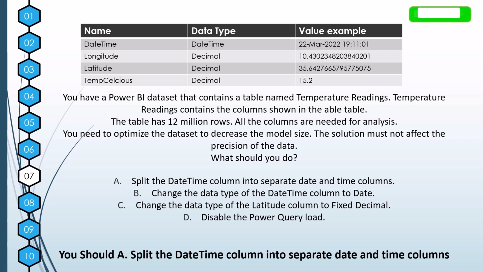What should you do? A. Split the date-time column into separate date and time columns. B. Change the data type of the date-time column to date. C. Change the data type of the latitude column to fixed decimal. D. Disable the Power Query load. You should A. Split the date-time column into separate date and time columns.